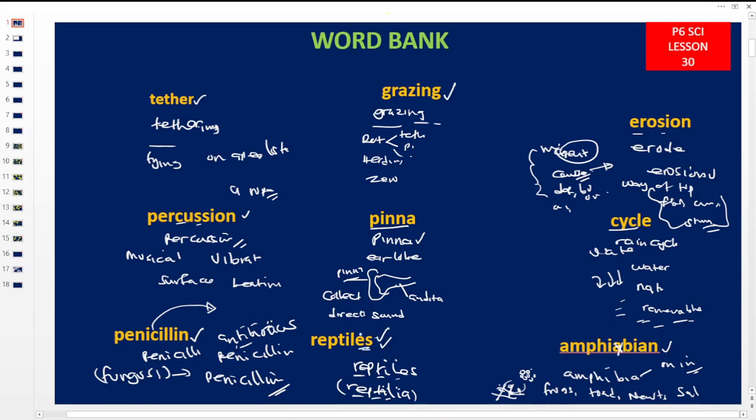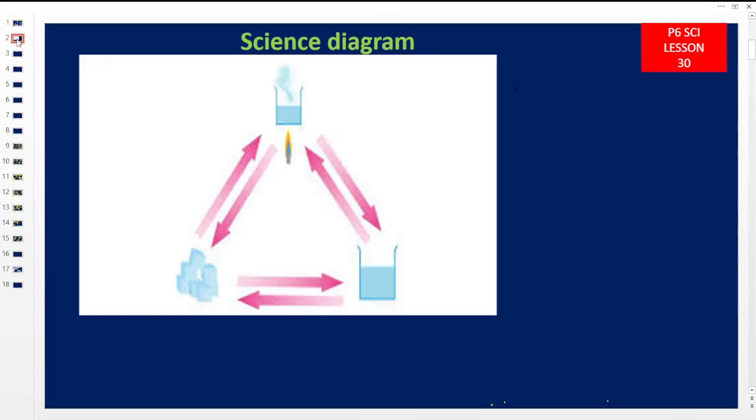So we have reptiles, pinna, grazing, tethering, percussion, penicillin, amphibians, cycle, and erosion. Let me hope that right now you can read, you can spell, and you can give meanings of different scientific terms. So let us move on and see our diagram for today.